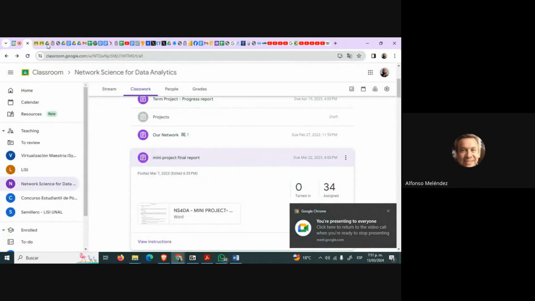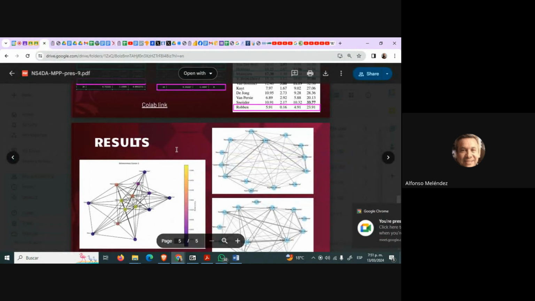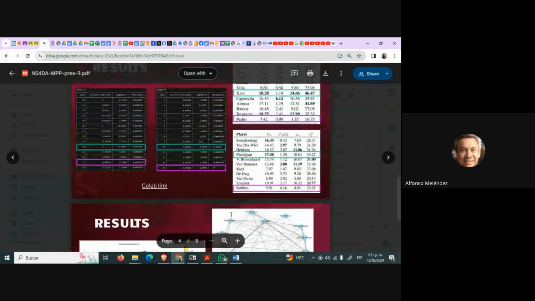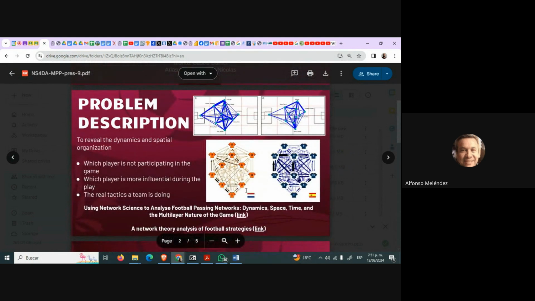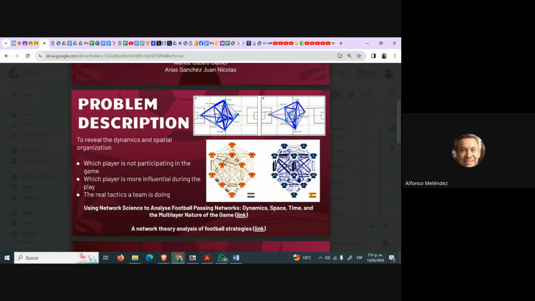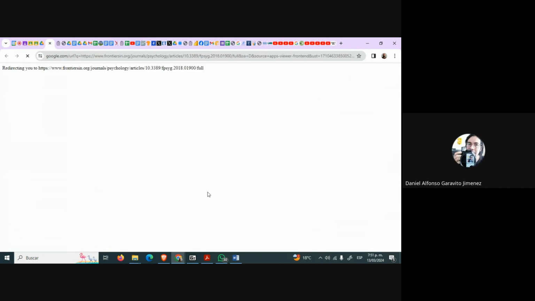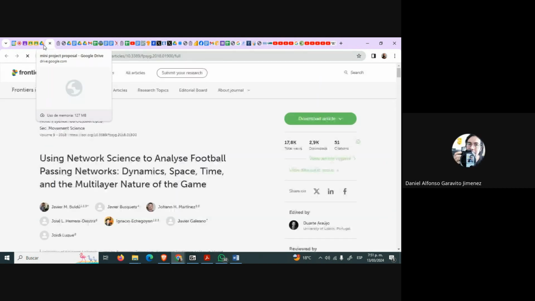Perfect. Another question: the data of the players and all the data were obtained from the internet. You didn't have to build the networks. All the data were available to you. Yes, the networks. Okay.